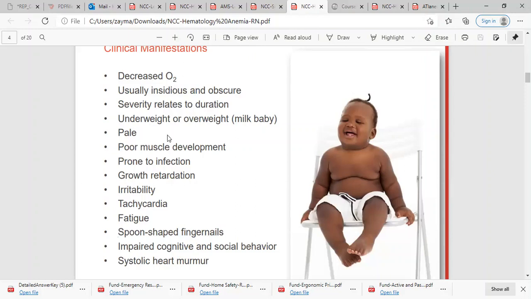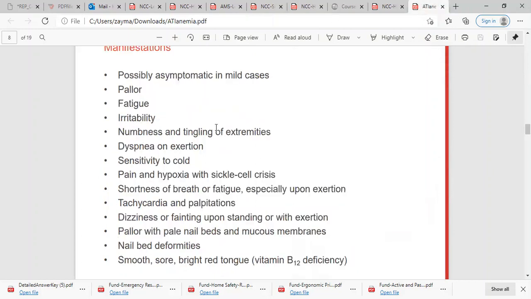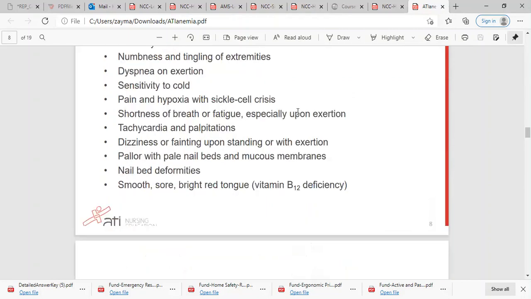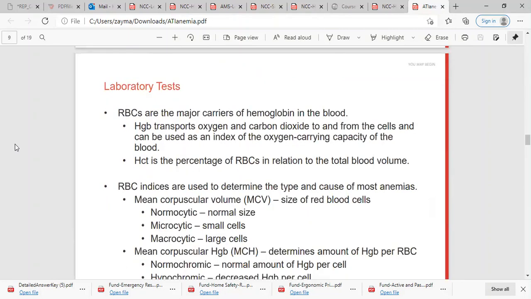In children, poor development. So they may be smaller than usual. And of course, prone to infection. And in adults or children, a systolic murmur can be heard, okay? So going back to this one, because these are the slides I'm mostly using.